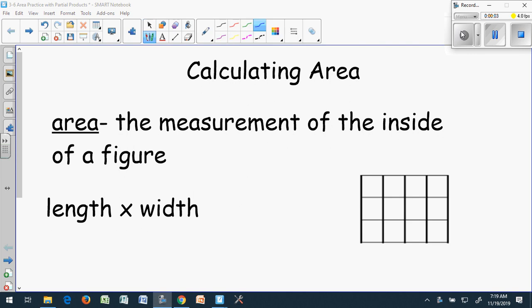Today we're going to calculate area. This is a little refresher. We're really going to practice using partial products when calculating area. Let's remember that area is the measurement of the inside of a figure.